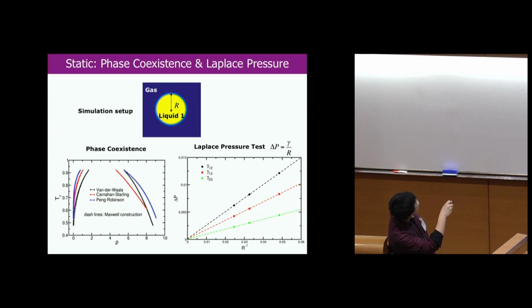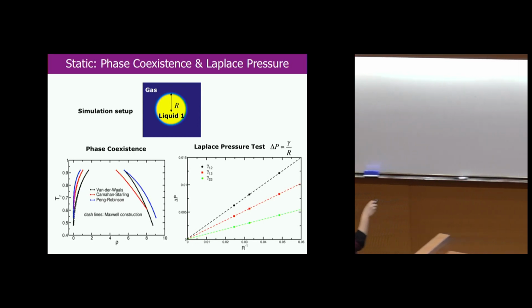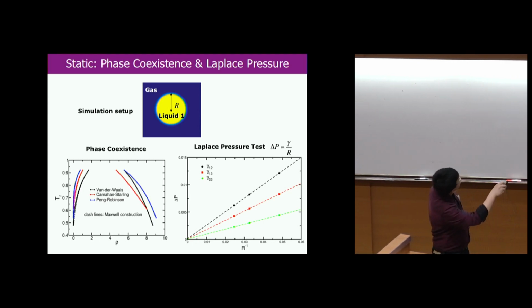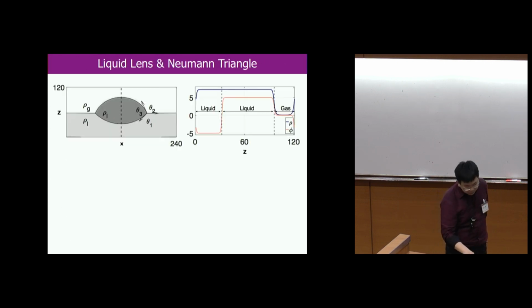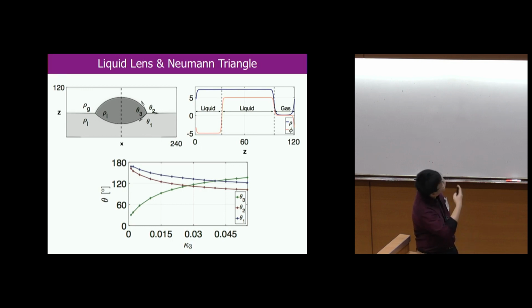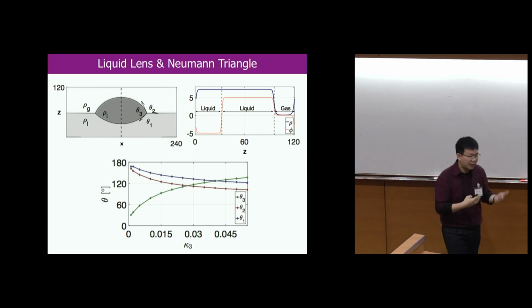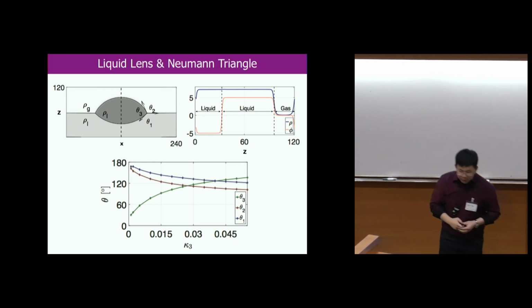So this is a comparison between data point simulation and straight lines, basically the prediction from Maxwell construction. We also do what we call the bubble test, and we notice that we do get the Laplace pressure correctly. And then the other thing that we have done is that we can determine, for example, the surface tension for each of the interfaces, and then if we put things together, similar to before with the liquid lens, the prediction between the theory and the simulation also agrees within a couple of degrees. Okay, so this is what we have done.